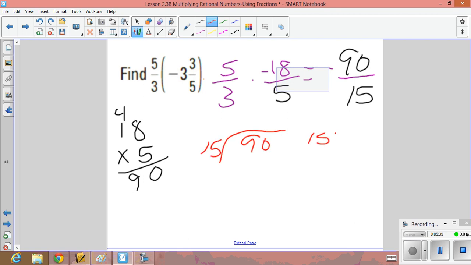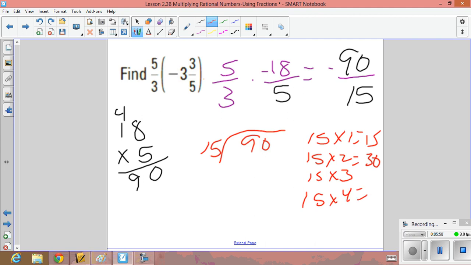So those of you who don't know your 15 facts, 15 times 1 is 15. 15 times 2 is 30. So if 15 times 2 is 30, 15 times 4 better be 60, and 15 times 6 better be 90. So my solution is 6.